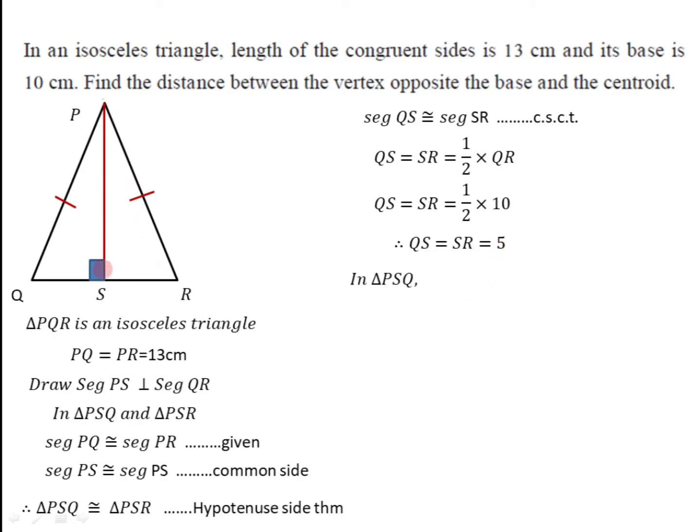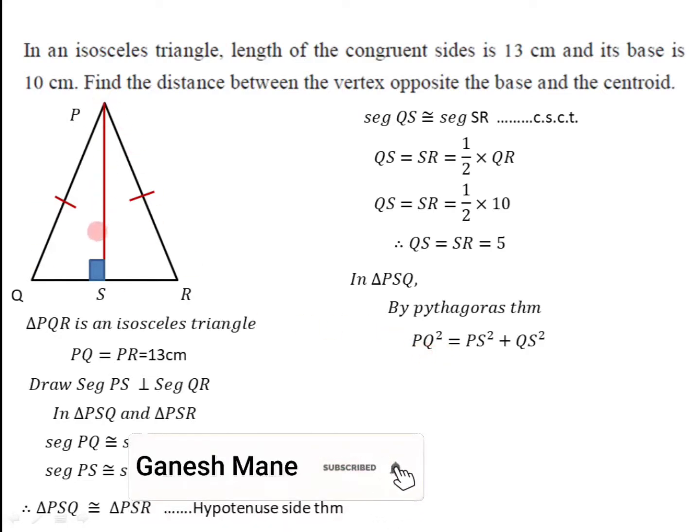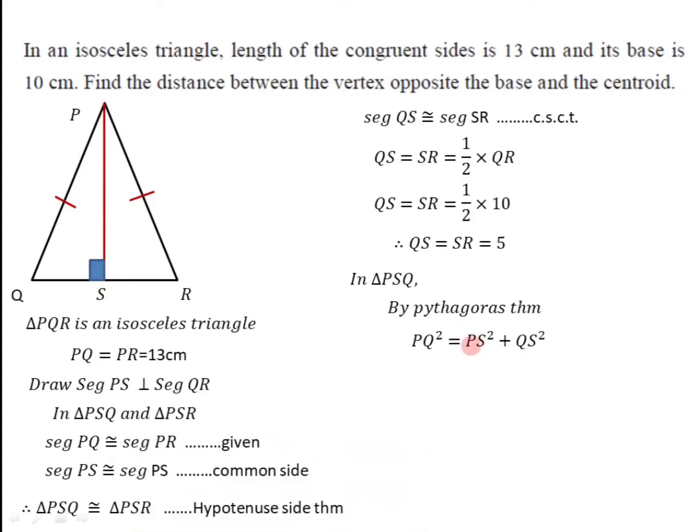Now consider triangle PSQ, which is a right angle triangle, and in that we can use Pythagoras theorem. By that we have hypotenuse square is equal to side 1 square plus side 2 square. Hypotenuse over here is PQ. That's why we can write PQ square is equal to PS square plus QS square. Length of PQ is given to be 13, so we'll replace PQ by 13. We take PS square as it is, plus QS we have just found to be 5, so we'll replace QS square by 5 square.